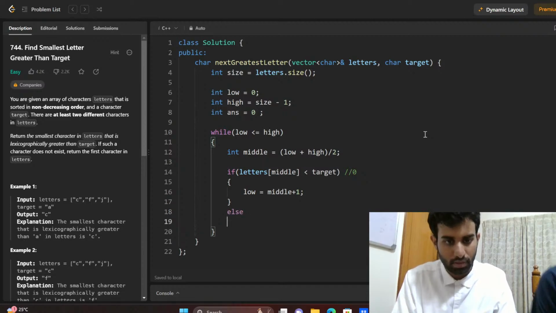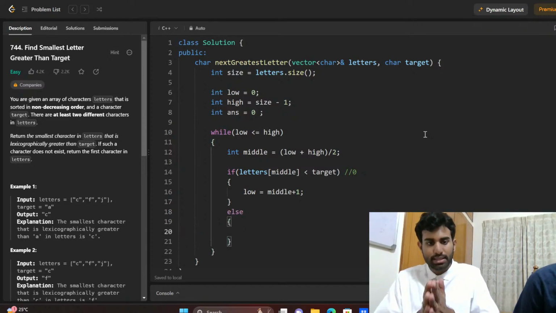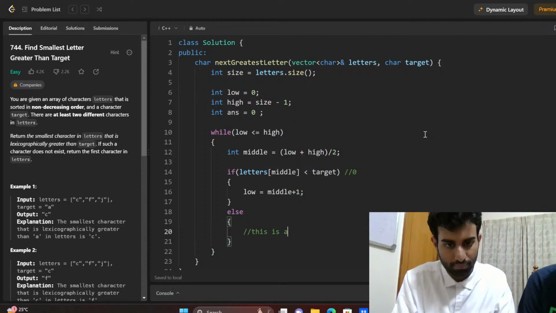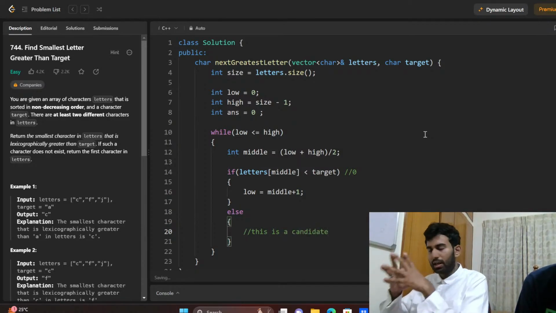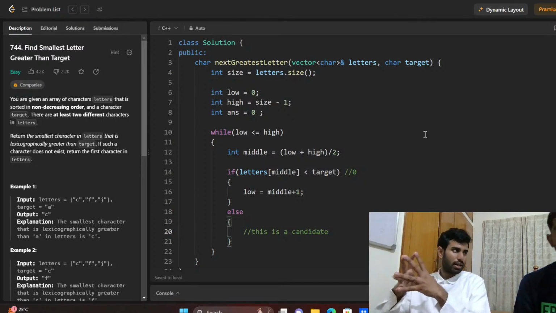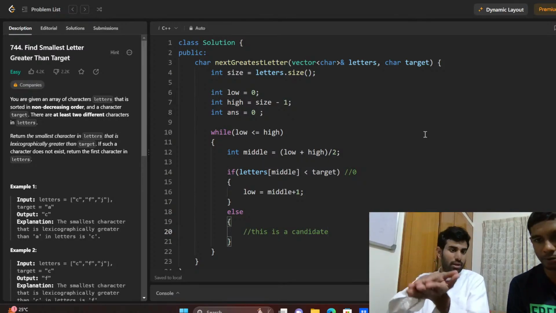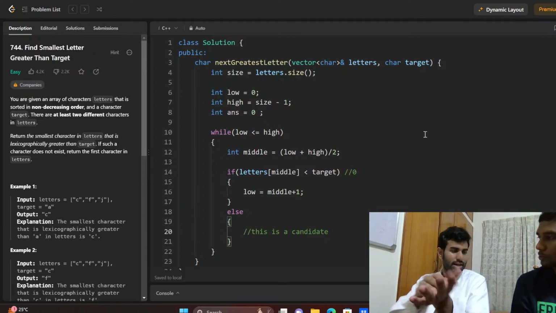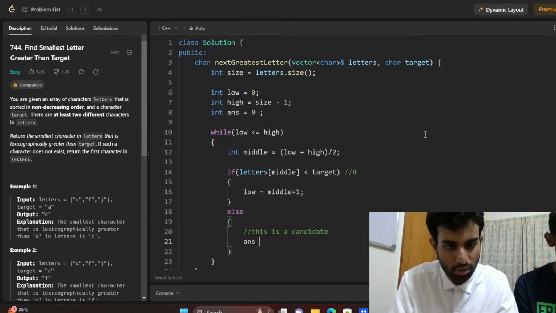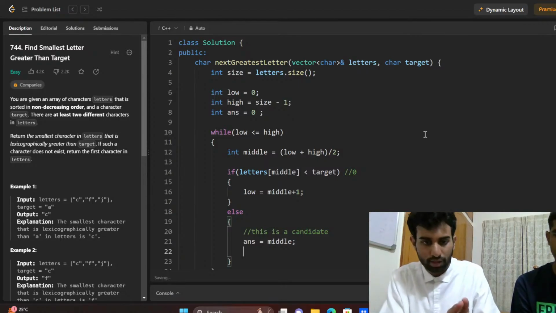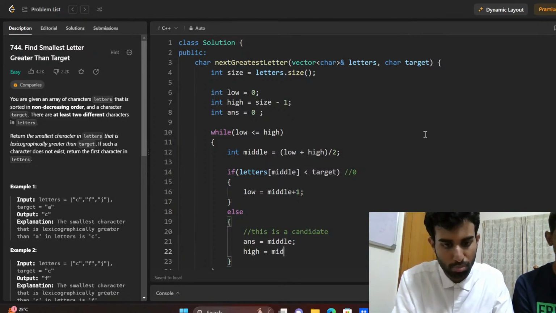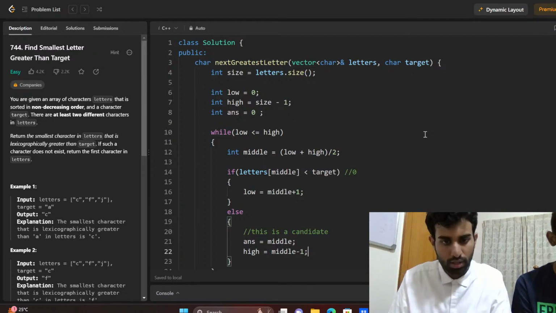Otherwise, this means that this is a candidate for my answer. As in, the character that I'm currently looking at is guaranteed to be greater than the target. I do not know if it is the first value greater than the target, the smallest value greater than the target, but it is a candidate answer. So I will store this particular index in my answer variable, and I'll say, go left. And how do I go left? By just doing high equal to middle minus one. This is what I do.